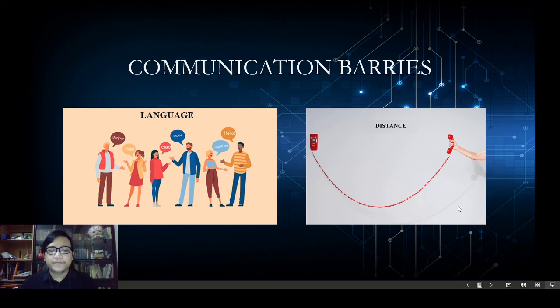The language barrier is when two races speak to each other, having two different languages, and they couldn't understand each other. But now, in our current technology, we have AI in our mobile applications which can translate what the speaker says. And the other is distance, where the sender is far away from the receiver and there would be no communication occurring. Communication is very important in our lives.